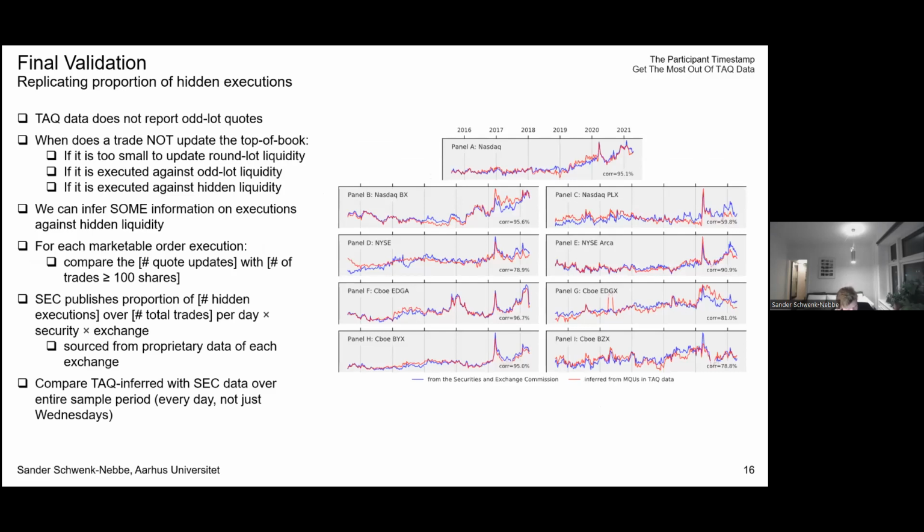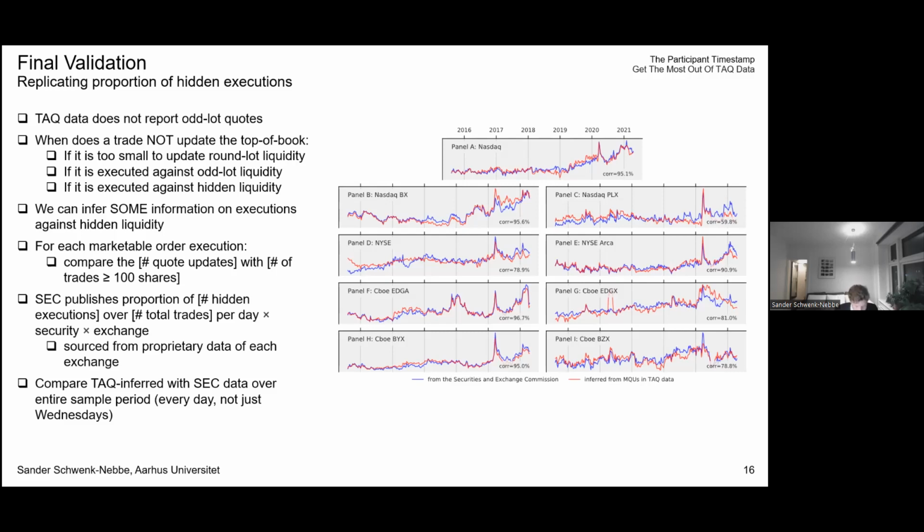One thing that I do, just as a final validation, is replicate the proportion of hidden executions. The reason is that in a marketable order execution, we can use that information: if a trade does not evoke an update of the top of book, then it must have been executed against hidden liquidity.